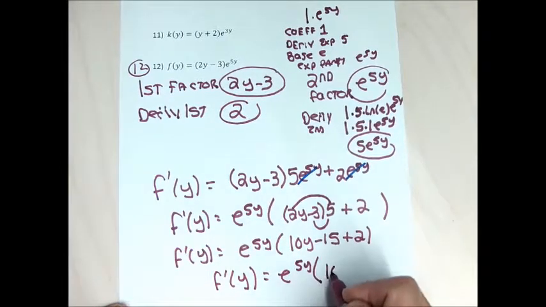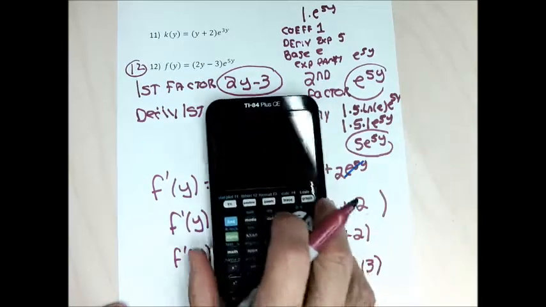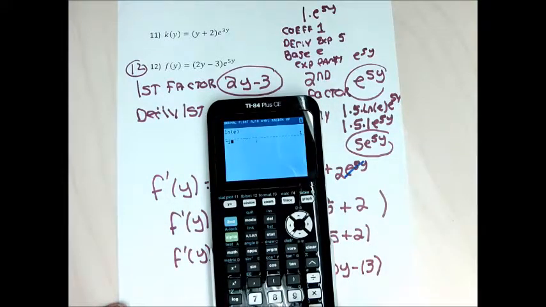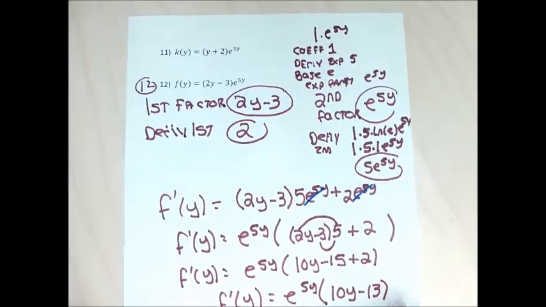And I think this is going to be 10y minus 13 if I combine the minus 15 and the plus 2. And you should just be using your calculator if you're not good doing that arithmetic in your head. Alright, so your problem 11 should be very similar.